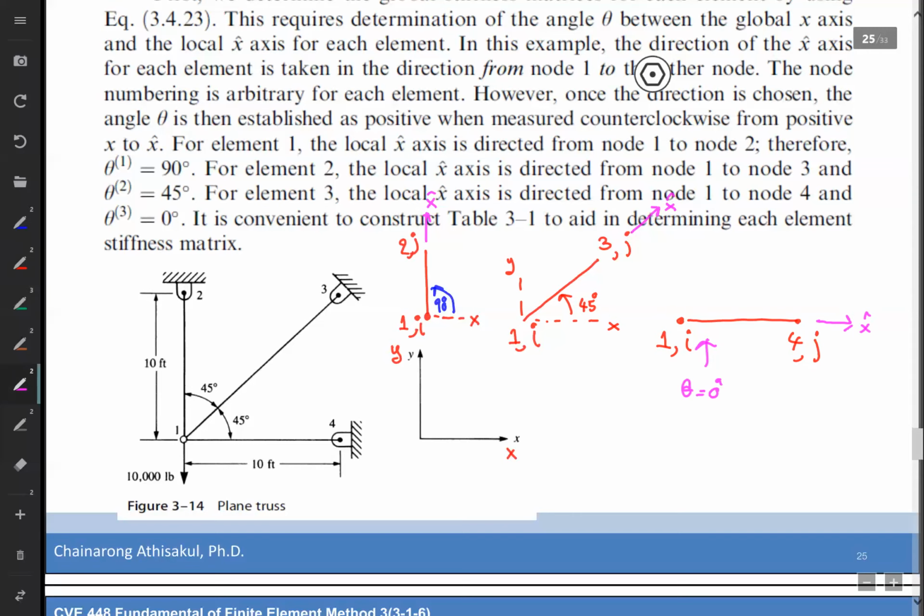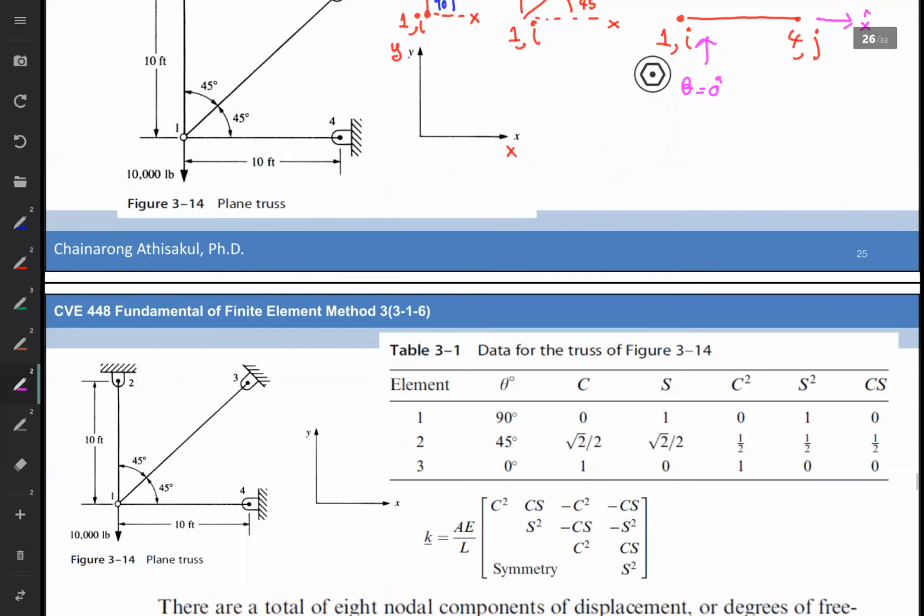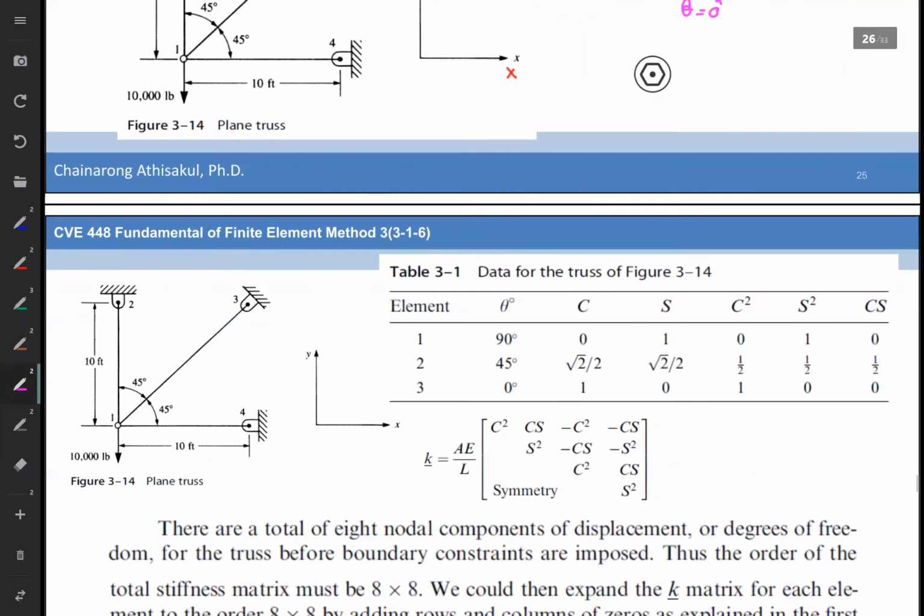Okay, so according to this, we can summarize the value of each element in a table like this, for element number 1, number 2 and number 3. Element number 1, theta is equal to 90 degrees. Element number 2, theta equal to 45 degrees. And element number 3, theta equal to 0 degrees.